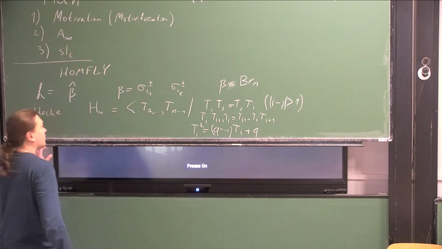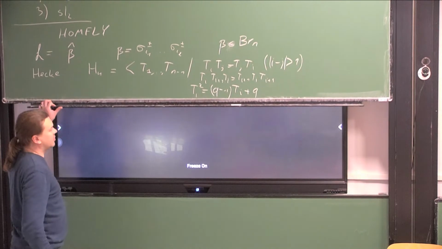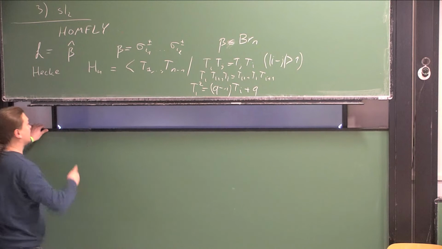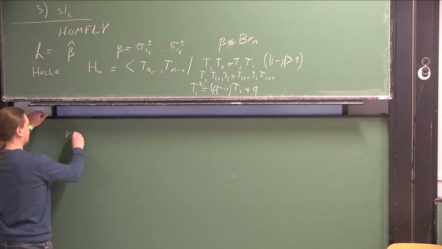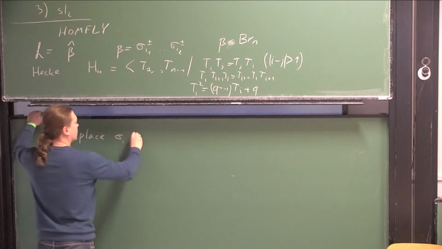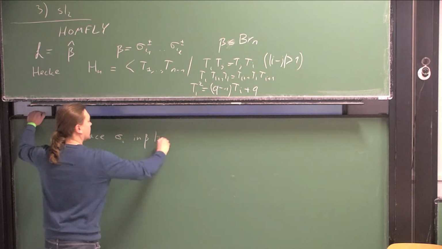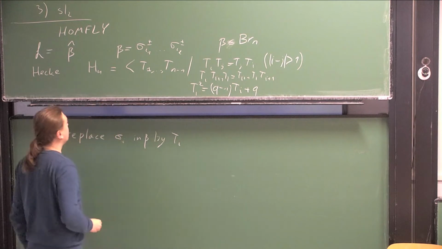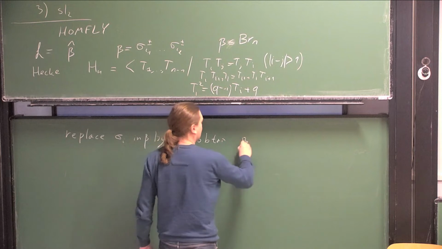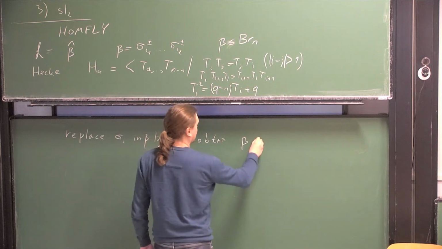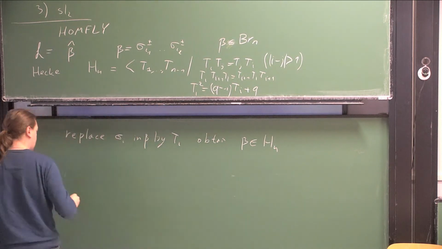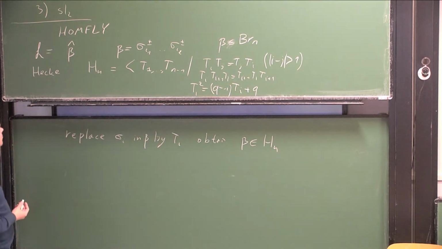Yeah, so what you have to do to obtain the Homfly polynomial is first send your braid to this Hecke algebra. So you take sigma_i in beta to T_i, and you obtain, also call it beta, an element beta in the Hecke algebra. Then you want to get some polynomial.